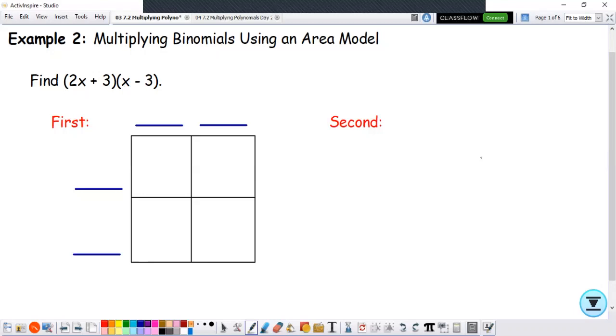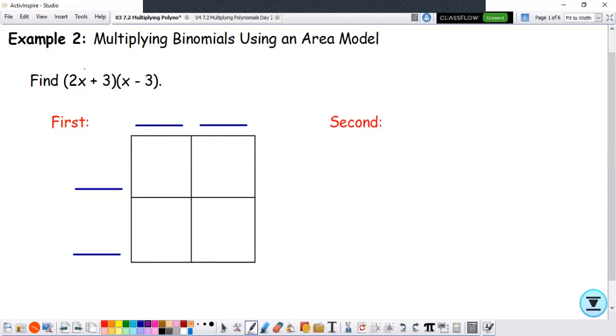One of the methods we can use to multiply polynomials, whether they be binomials or trinomials or any type of polynomial, is what I like to call an area model. My area models take the form of rectangular shapes. And we need to remember that when we're finding the area of a rectangle, it's going to be base times height or length times width.